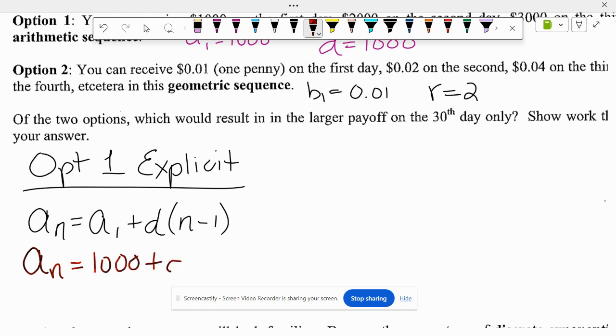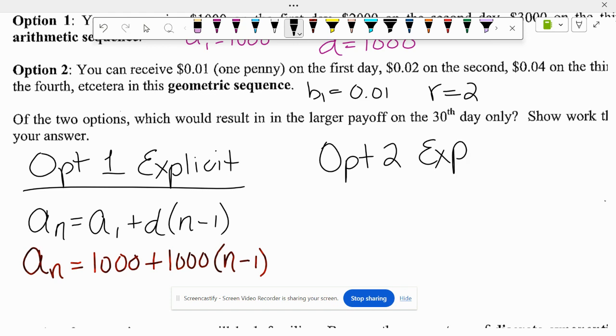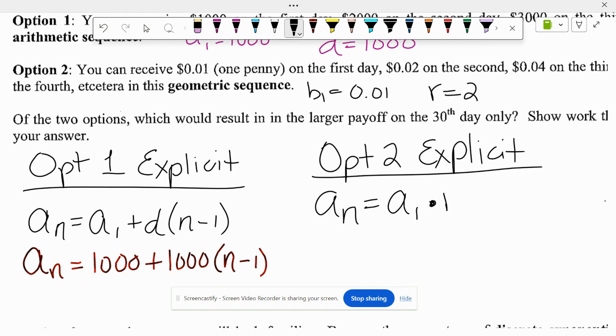Plus my common difference, which was, what am I adding each time in option 1? 1,000 times n minus 1. Okay. I'm not going to find the 30th term yet. Let's write the explicit formula for option 2. So for option 2, the explicit formula, well, it's a geometric sequence, right? So if I want the explicit formula for a geometric sequence, A of n equals A of 1 times r to the power of n minus 1.